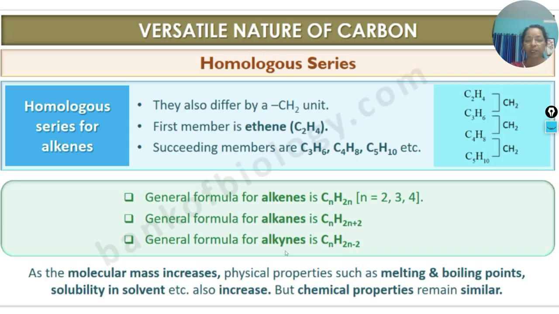And we can see that as the molecular mass increases, meaning the number of carbons increases, the melting and boiling points, solubility, etc. also increase. Chemical properties remain the same. That is what is special about homologous series. Each consecutive member differs by a CH2 and their chemical properties are very much similar, but the physical properties increase with the increase in the molecular mass.